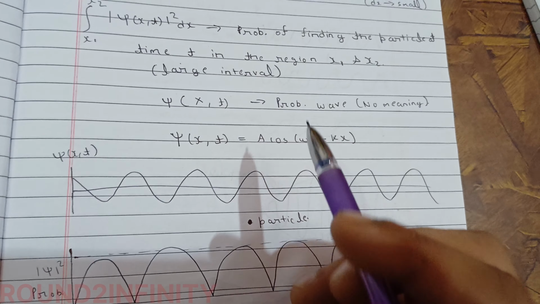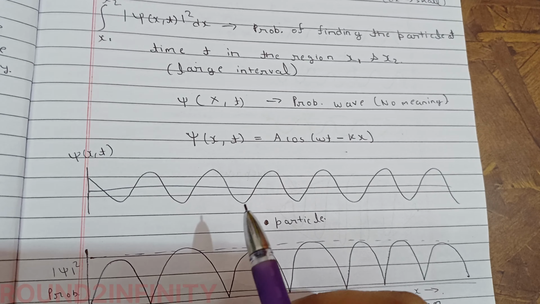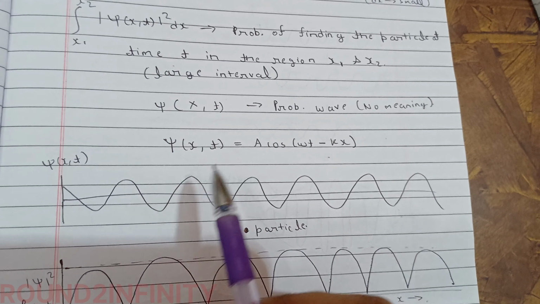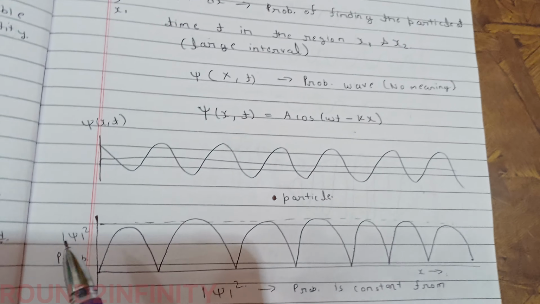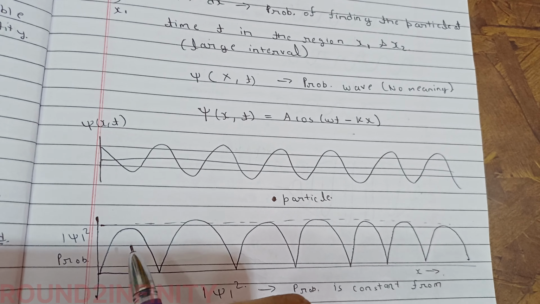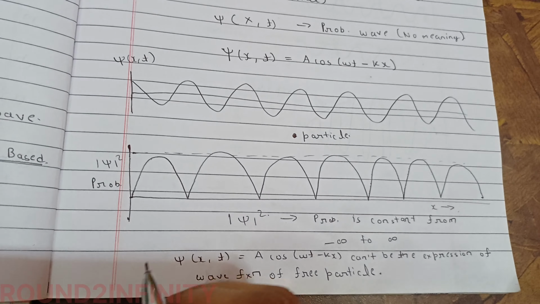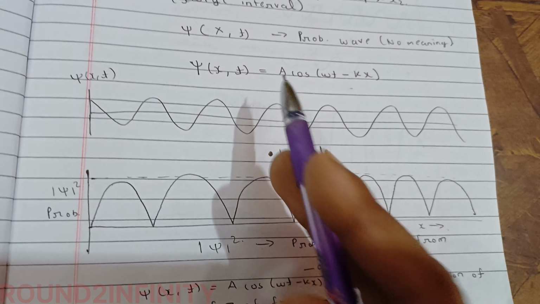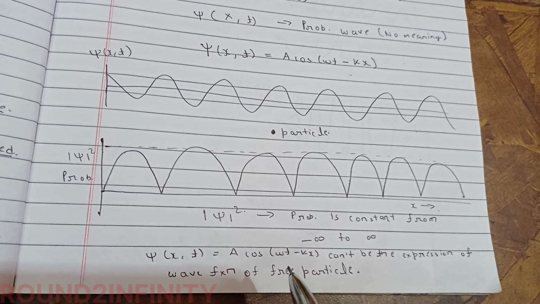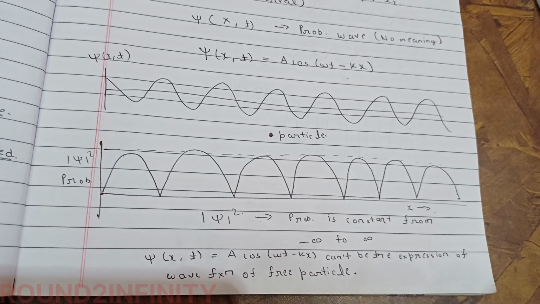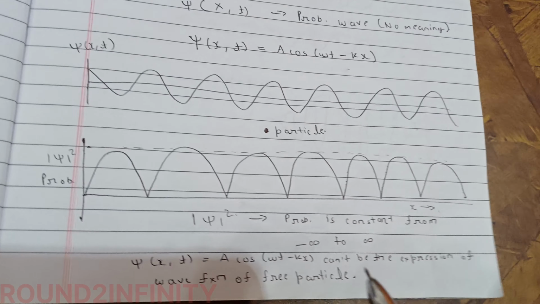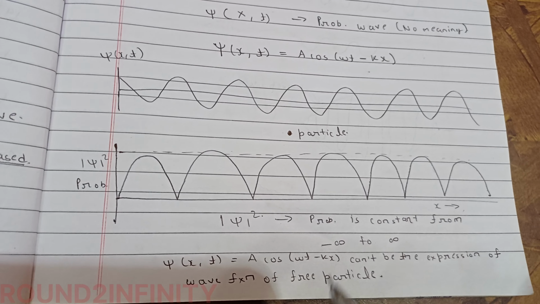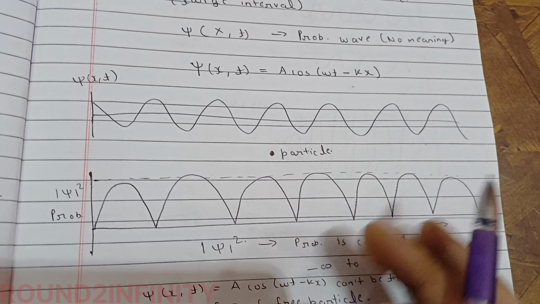This is not true. So we find that there is something wrong with this equation for the matter wave. If the particle is there, the probability can't be the same everywhere. According to this equation, phi squared is constant from minus infinity to infinity, so phi(x,t) = A cos(omega t minus kx) can't be the expression for the wave function of a free particle. This can't be the real expression for the probability wave or matter wave. So that's how we proved this.